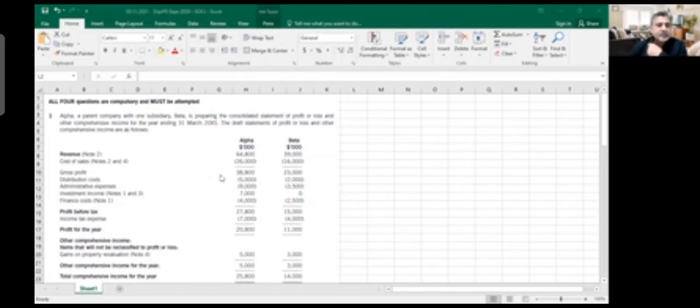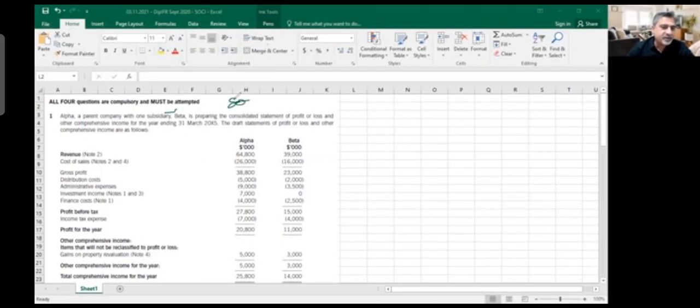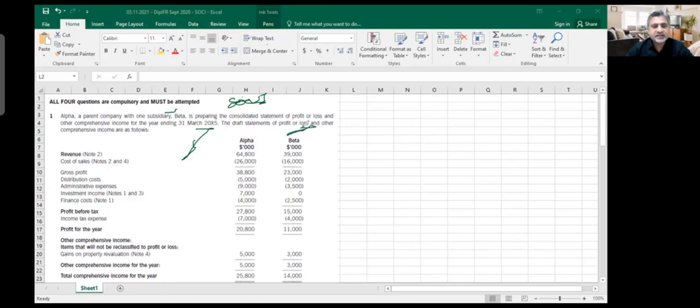We have a few notes, and it says that Alpha, a parent company with one subsidiary Beta, so we already know it's a subsidiary, is preparing the consolidated statement of profit or loss and other comprehensive income. So it means statement of comprehensive income we need to prepare for the year ending 31st March 2005. The draft statement of profit or loss and other comprehensive income are as follows.